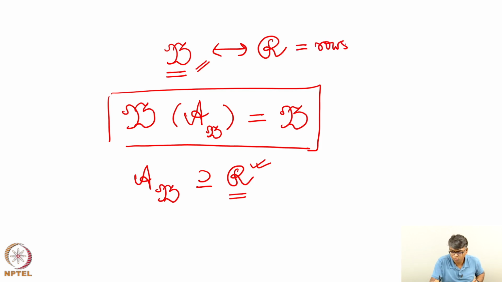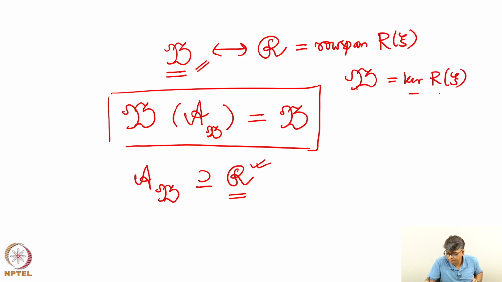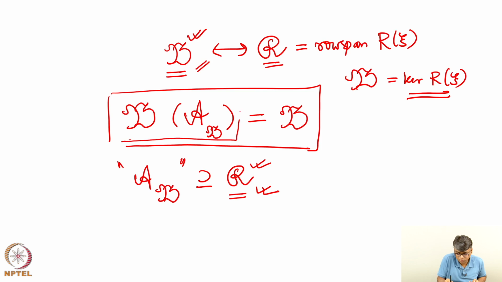This is the row span of some R xi, and B is equal to the kernel of R xi. So you see, every element in this row module must kill every trajectory in this behavior. So obviously the elements in the row span of R must be there in the annihilator set, right? So therefore this is what must be. But when I go back to the behavior corresponding to this guy, this must be this same behavior.